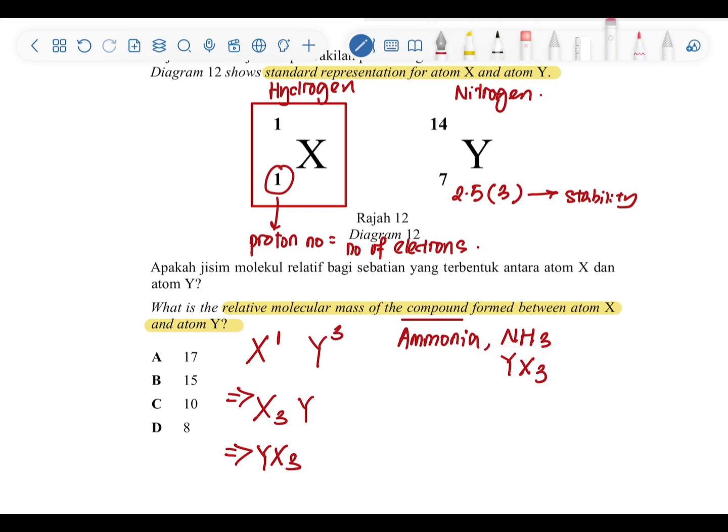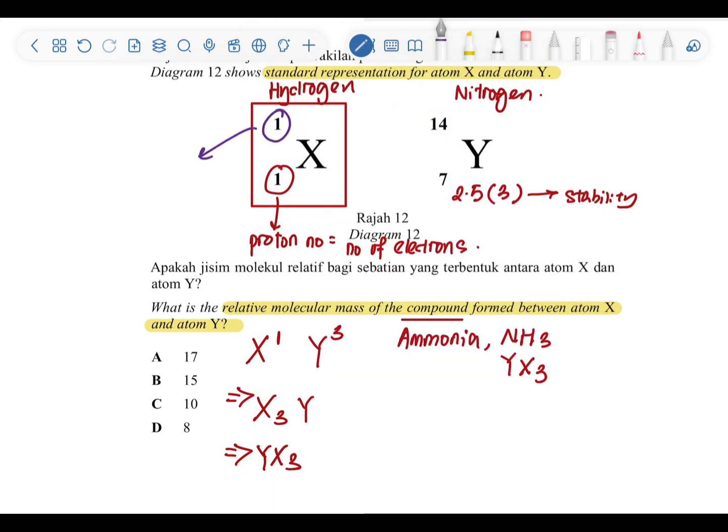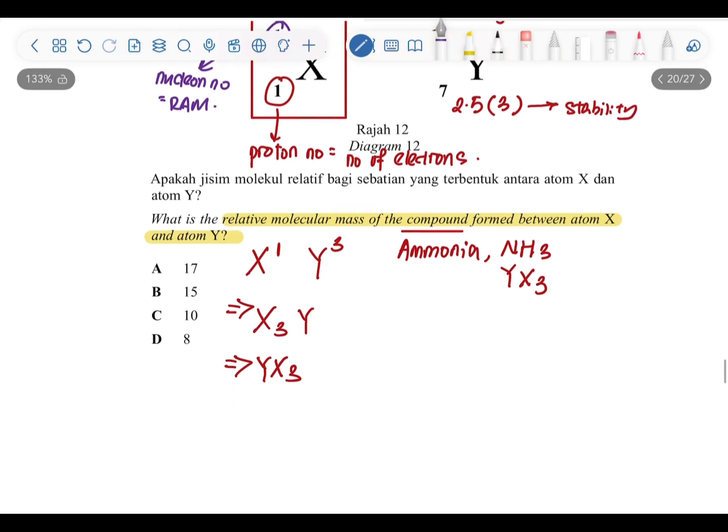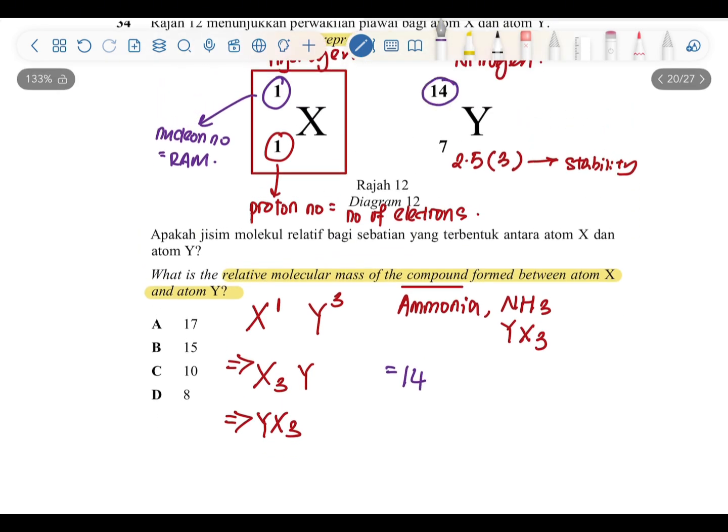So we are just going to identify the relative molecular mass, and we know that the upper number is the nucleon number, and this nucleon number tells us the relative atomic mass. So for ammonia, we will get 14 plus 3 times 1, which means that we have 3 hydrogen atoms. So the answer will be 17, which is A.